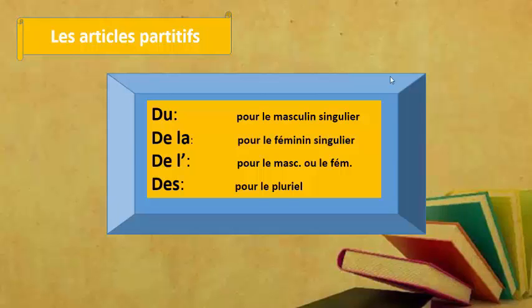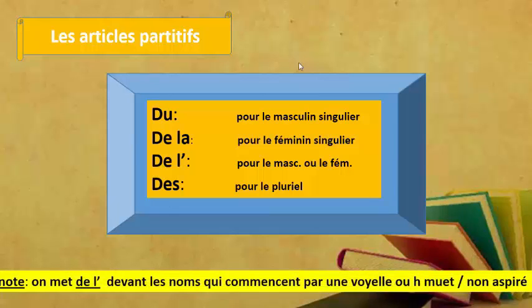We have four words, four little words. Du pour le masculin singulier, de la pour le féminin singulier, de l'apostrophe pour le masculin ou le féminin that starts with a voyelle, as you know, des pour le pluriel.